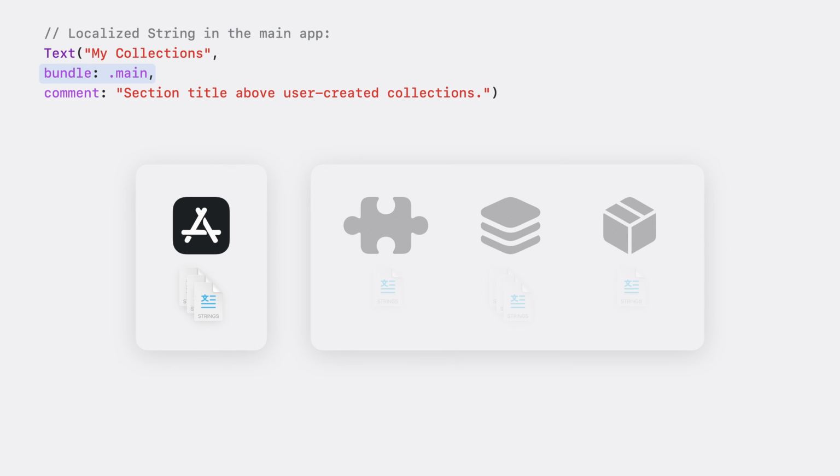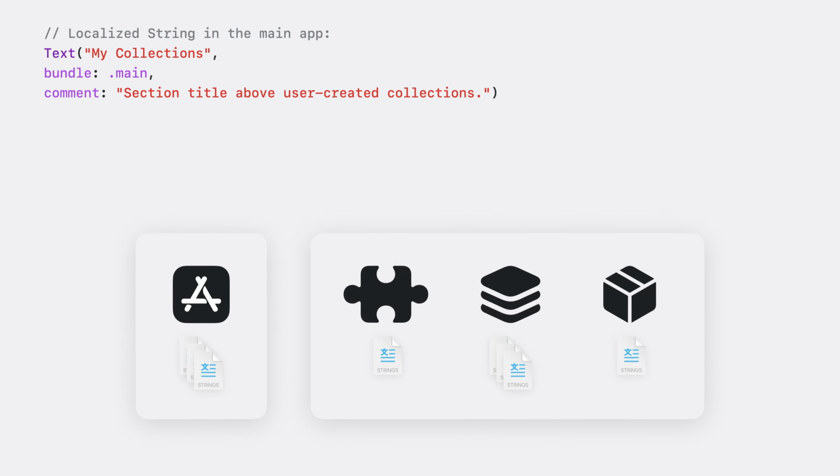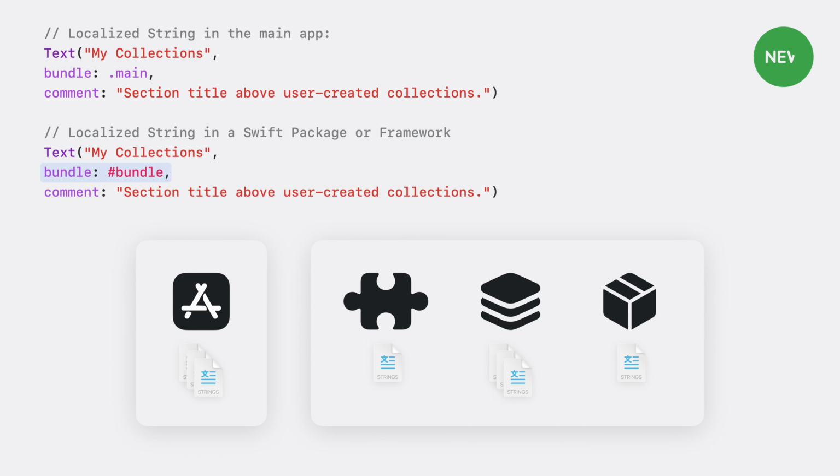Now, bundle.main always refers to the main app. If we don't include the bundle parameter, main is used by default. New this year is the bundle macro. You can use it to refer to the bundle that contains resources for the current target. That is the main app if the code runs in the main app, and it automatically finds resources of your framework or Swift package otherwise. It also works on older versions of the OS and does the right thing for you.